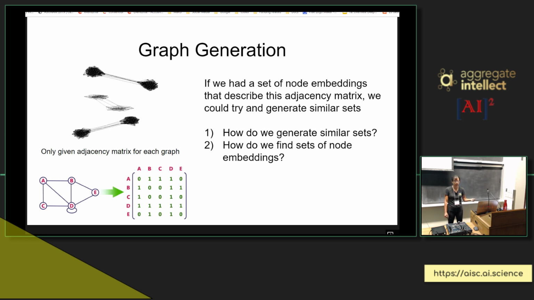So in my talk, I'm going to answer two questions, which is how do we generate similar sets of node embeddings given some training data sets? And how do we actually, given just a bunch of adjacency matrices, find good node embeddings that can completely capture the structure of the graph just through the embeddings?